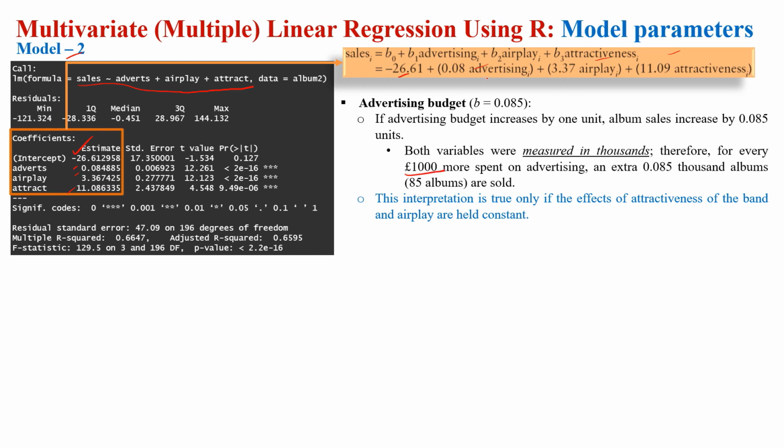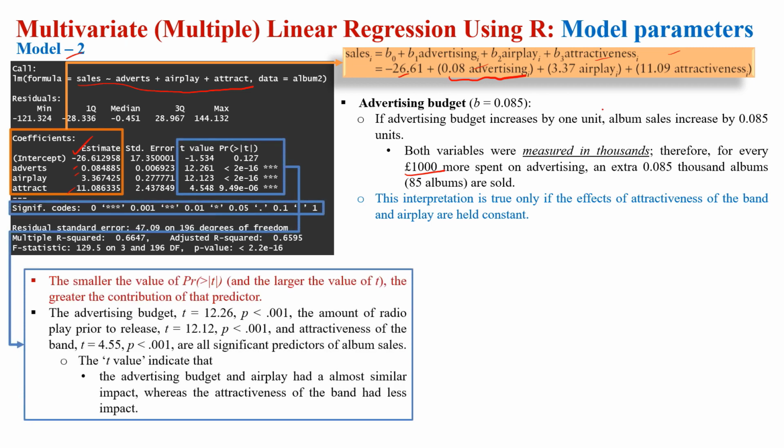Right now we can interpret the advertisement budget expenditure as saying that for every 1000 pounds spent on advertisement, an extra 0.085 thousand albums, which means 85 albums, are going to be sold. But remember that this is only true if we assume that the effects of attractiveness and airplay are constant. Similar interpretation applies for airplay and for attractiveness.